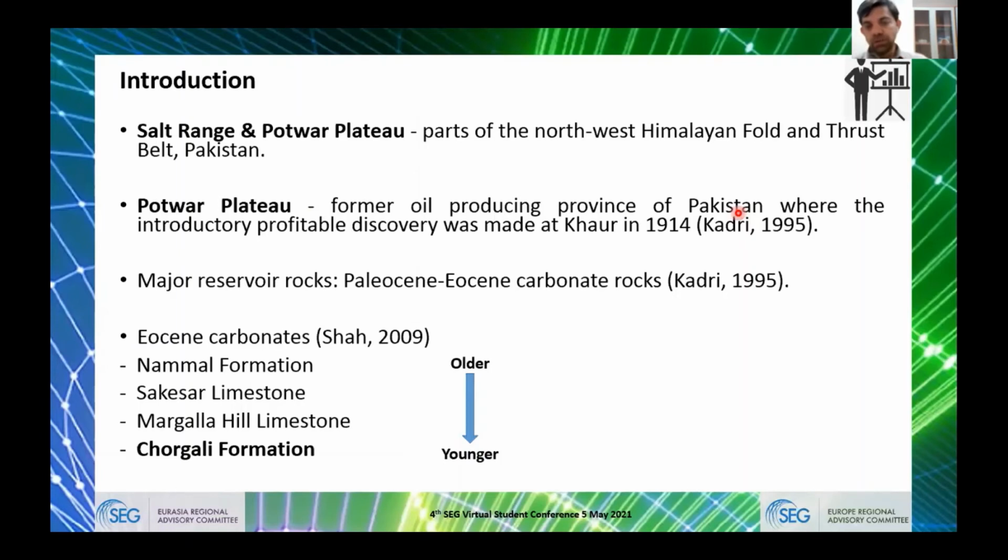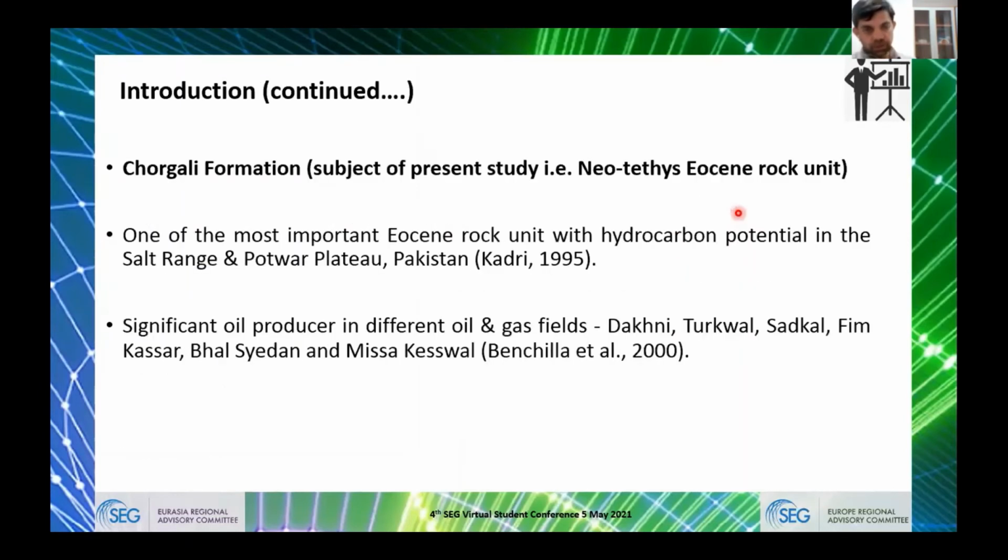The Eocene carbonate succession includes the Namal Formation, Sakesar limestone, Margala Hill limestone, and Chorgali Formation. The Chorgali Formation is the subject of the present study, and generally it can be considered a Neo-Tethys Eocene rock unit in the mentioned Eocene succession. It is the youngest unit, and it is one of the most important Eocene rock units with hydrocarbon potential in the Salt Range and Potwar Plateau. It is a significant oil producer in different oil and gas fields, for example, Dhakni, Toot, Sadkal, Missa Keswal, Balkassar, and Meyal.